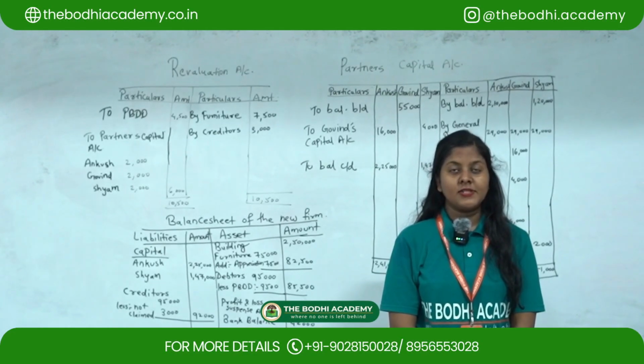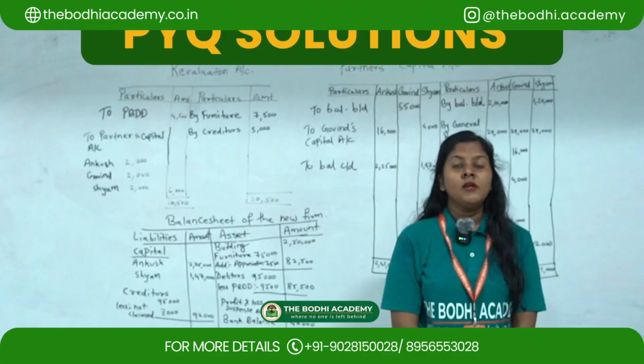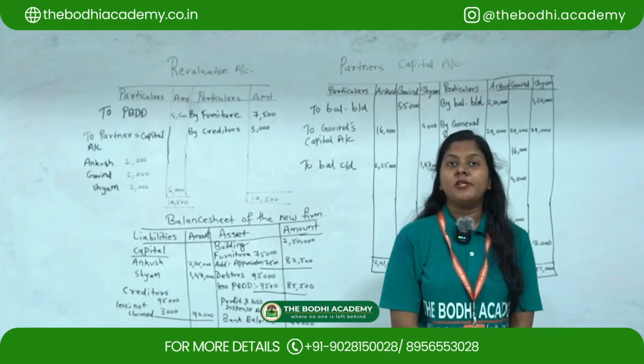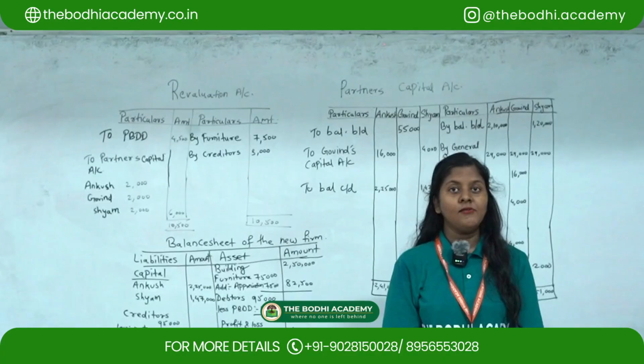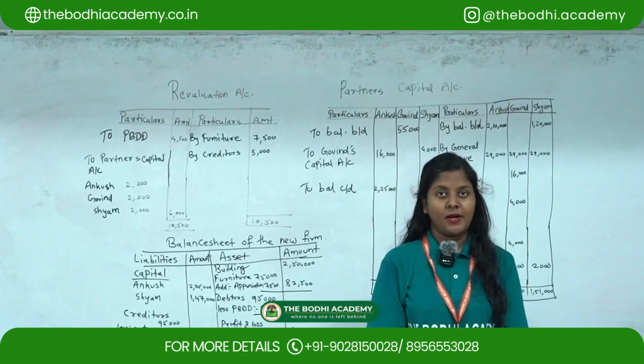Today we'll start with Standard 12th Accountancy PYQ Solutions of Chapter 3, that is Retirement and Death of a Partner. So we'll start with the first question of 10 marks.